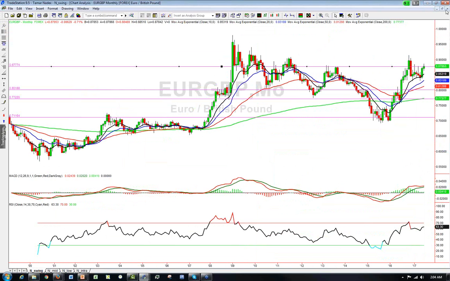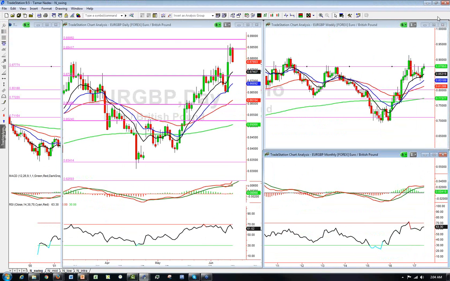Now, I need to move this little thing to the other side, it's just sitting on my controls over the chart. So I'm going to move it to the other side. There we go. Now, let's take a look here on the weekly.